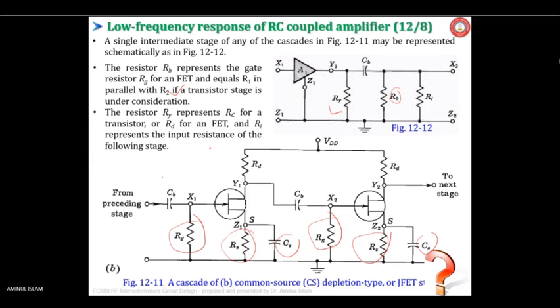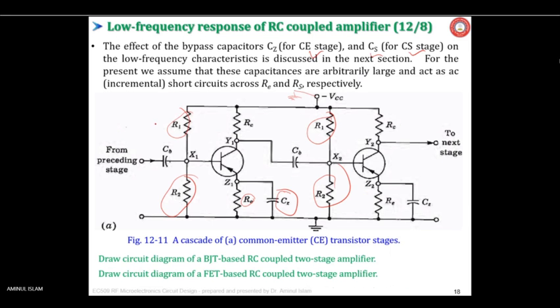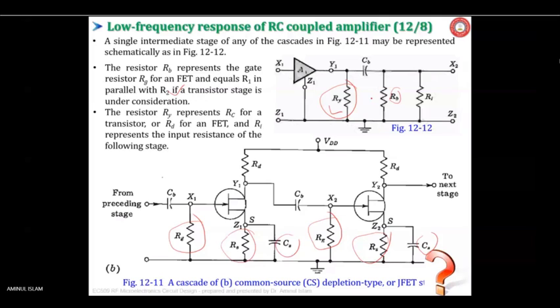So the resistor RY here represents RC for a transistor. RC means this is the collector resistance. This is the BJT version of the amplifier. Both the circuits are taken together and generalized, so I am showing both the diagrams in parallel. So the resistor RY represents RC for a transistor or RD for an FET. RD is this one. Understood? Aman? Yes, sir, understood.